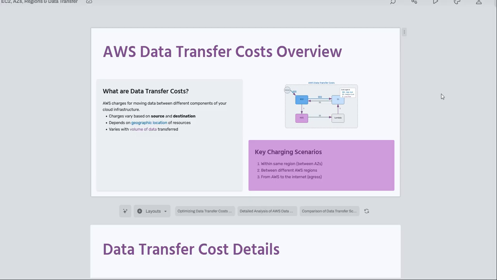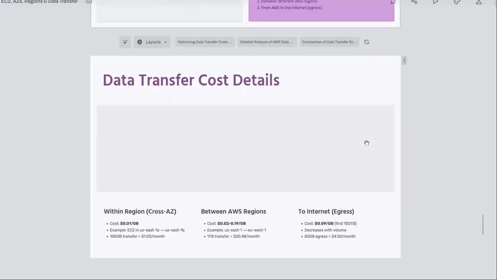Key charging scenarios: within the same region, between availability zones, cost occurs for data transfer among availability zones, and between different AWS regions. So different costs occur between the scenarios. And then from AWS to the internet, egress, it charges for the data as well.